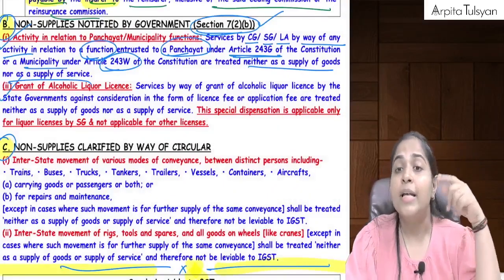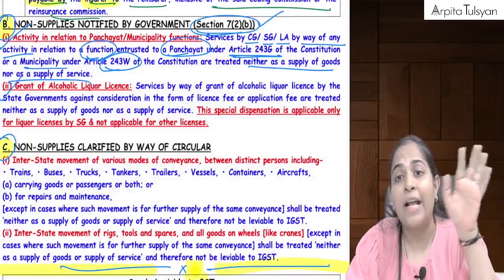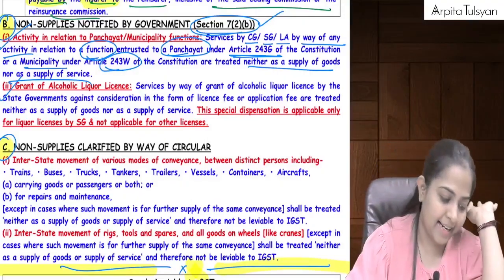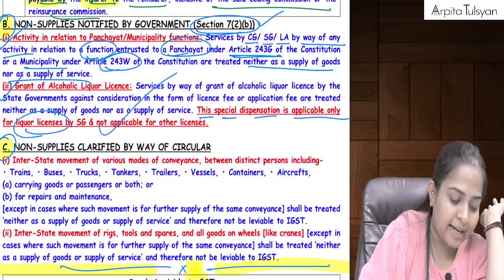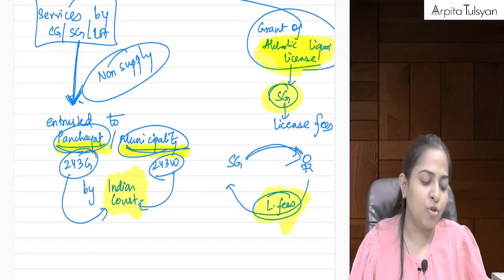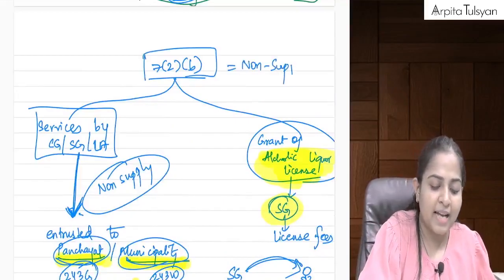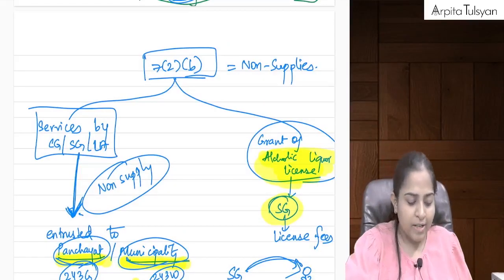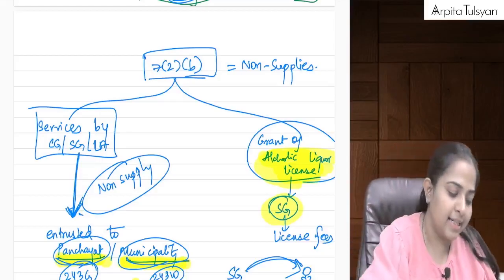But again, I am telling you, we have to go to the government for multiple licenses. So this non-supply is not applicable for all the licenses. This non-supply is applicable only for the alcoholic liquor license. Are you understanding this? So this special dispensation is applicable only for liquor licenses by the state government and not applicable for other licenses. Okay, so please remember these 2 points specifically. This is given in section number 7.2b, where these two transactions are considered as non-supplies. These are specifically notified by the government. Manageable, understandable? Okay, last C point.